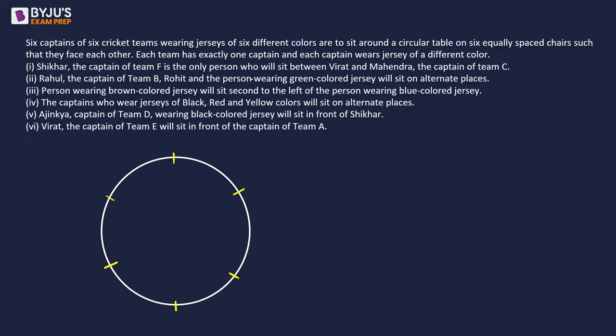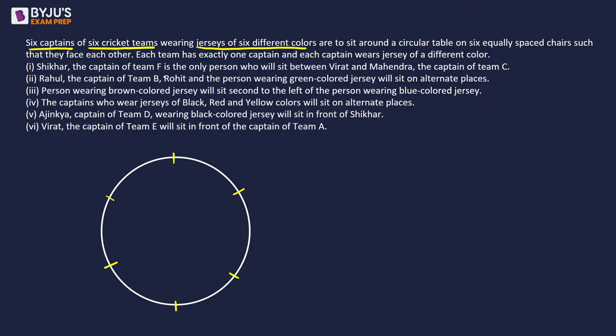So the number of parameters we have are, we have got jerseys of 6 different colors. We have got 6 captains. We have got 6 cricket teams. And then it's about left and right. So there are overall 4 parameters. It's the name of the captains, the cricket teams, and the jersey color, along with to the left, to the right, 2 places to the left, and so on, they must be sitting. So should we start with the circular table right away, or should we first of all figure out who is the captain of which team and so on, and then try to solve it? Okay, it will depend on the conditions. So let's read the conditions.